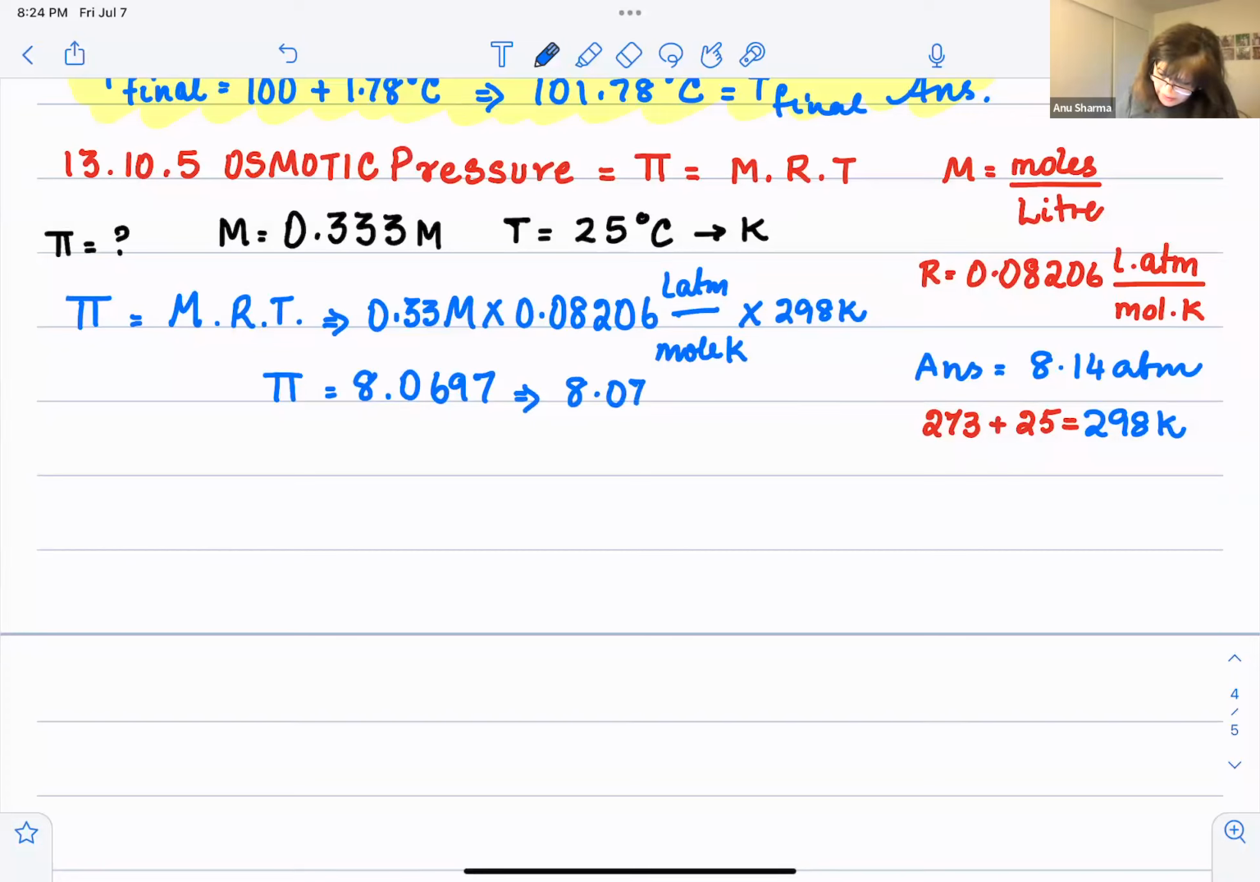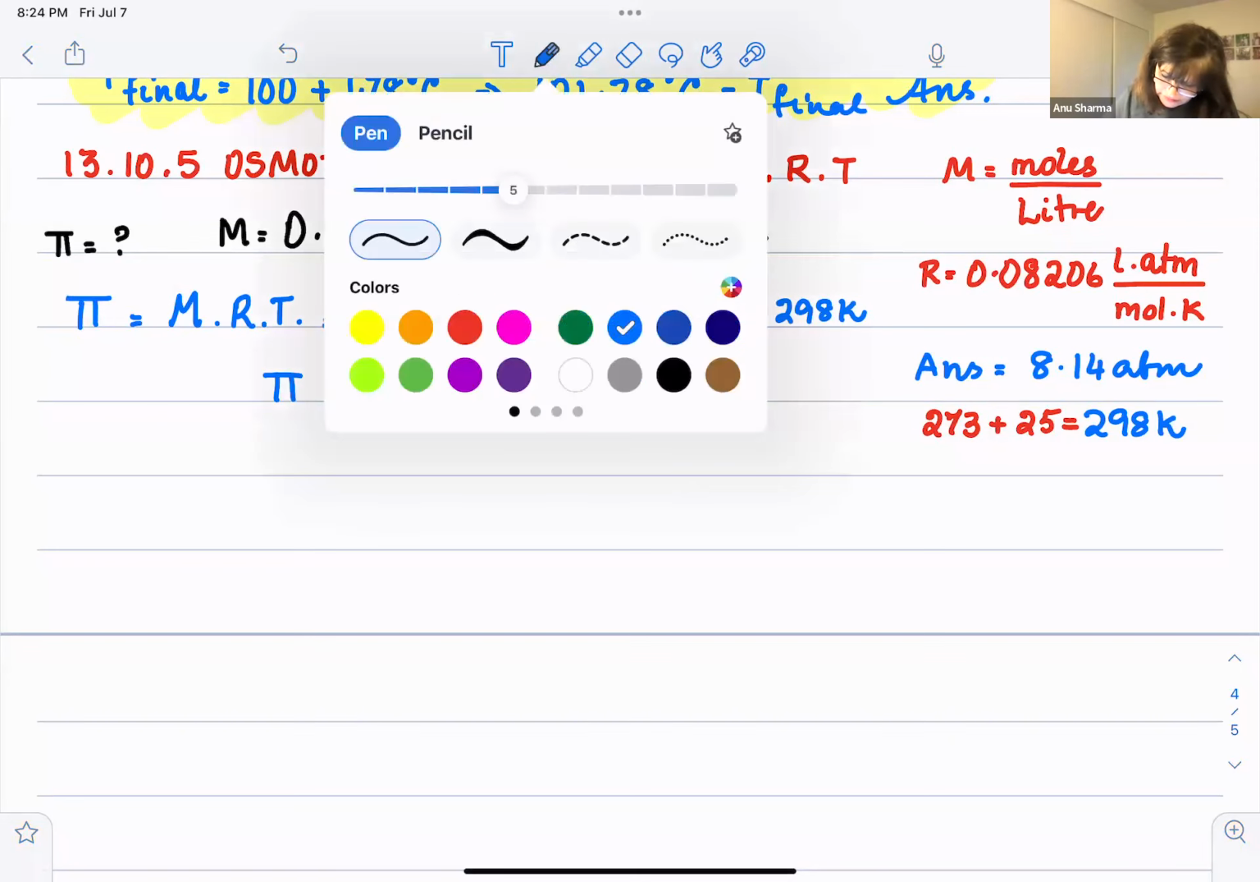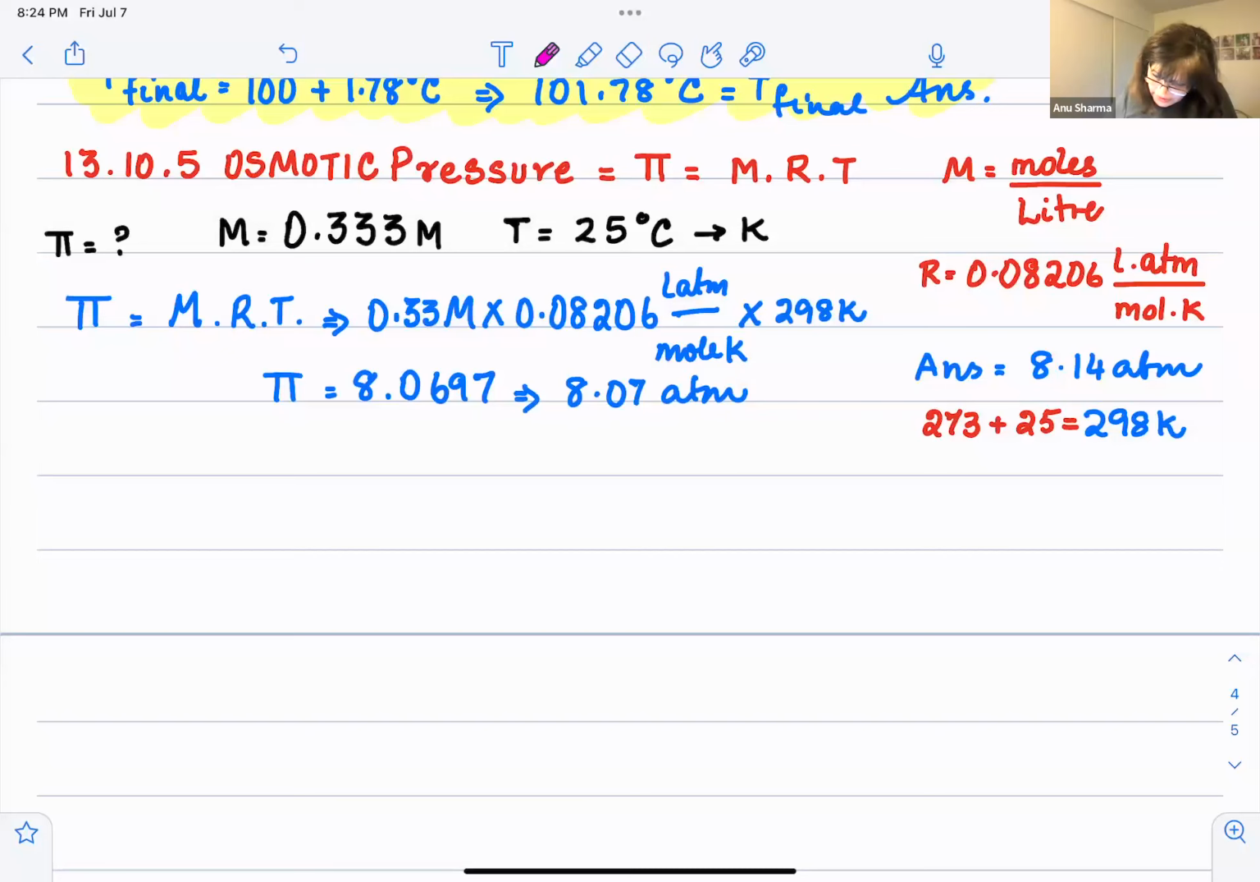So you can also get it as 8.07, and the units for the osmotic pressure are atm. Because if you look at it, molarity is moles per liter, that cancels. K and K cancel. So you're only left with the unit of atm, and that is the answer.